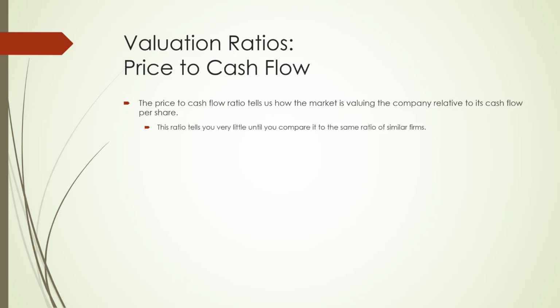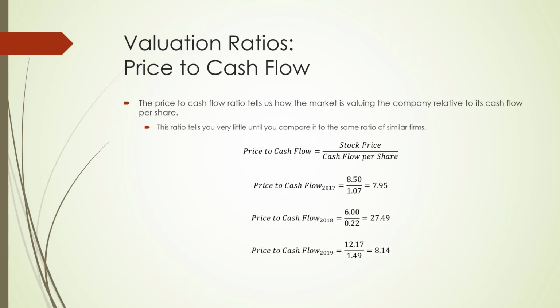Price to cash flow is the same idea as price to earnings, except we use cash flow per share instead of earnings per share. Cash flow in this case is defined as simply net income plus non-cash expenses. And so the ratio is stock price divided by cash flow per share. And here you can see the results. Now notice, unlike the price to earnings ratio, this one actually rose in 2018. The reason for that, remember, is that they went out and acquired a lot of fixed assets, and that generated a lot of depreciation.